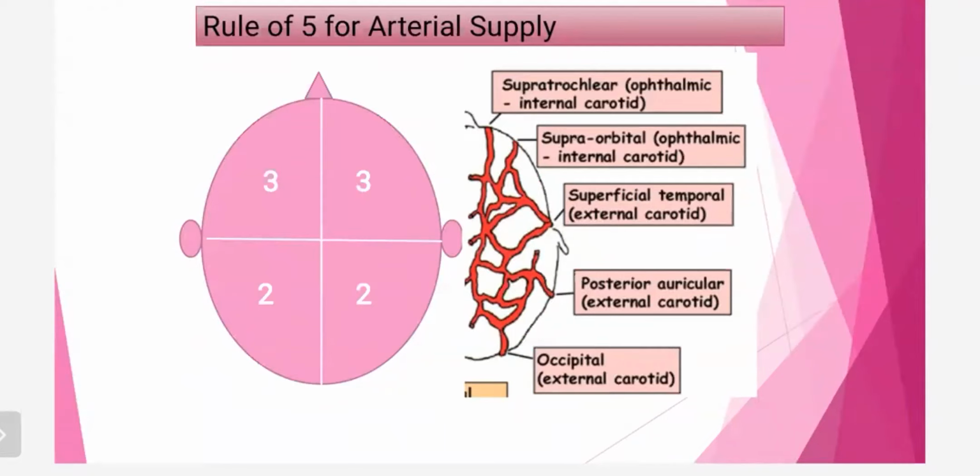This is the supratrochlear artery, supraorbital artery, superficial temporal artery, posterior auricular artery, and occipital artery. So there is an internal and external carotid anastomosis happening here, and you can see this anastomosis is just like a network of vessels. So if there is any injury in the scalp, then the artery will bleed from either side, meaning both sides of the artery will bleed. So it is responsible for massive hemorrhage when there is an injury of the scalp.